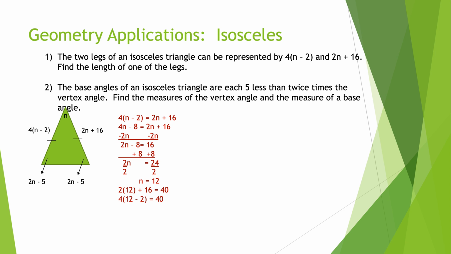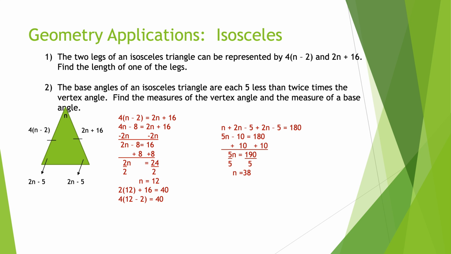Remember, the three angles of a triangle always add up to what? 180. Very good. So n plus 2n minus 5 plus 2n minus 5 is 180. 5n minus 10 is equal to 180. Add 10 to both sides. 5n is 190. Dividing by 5, and I get n is equal to 38.